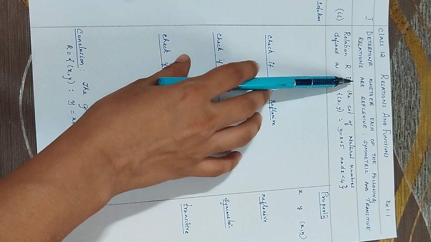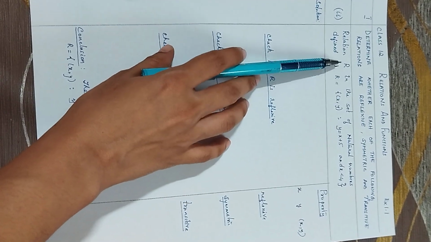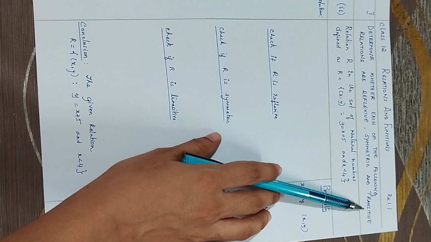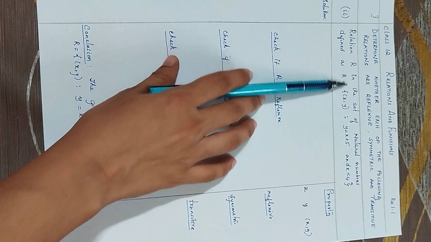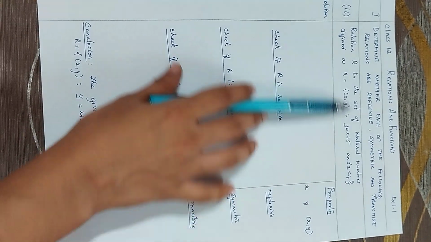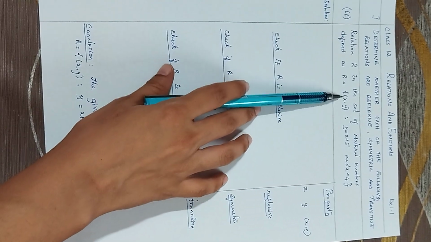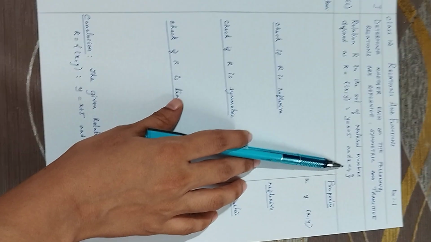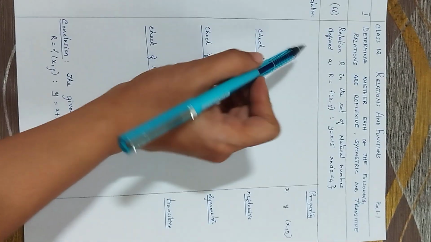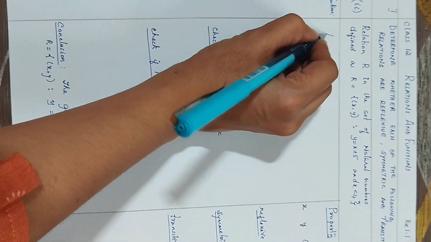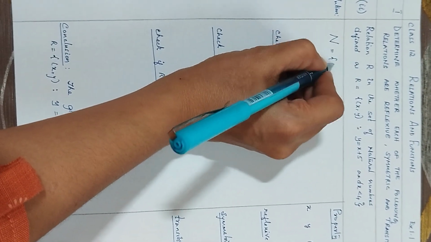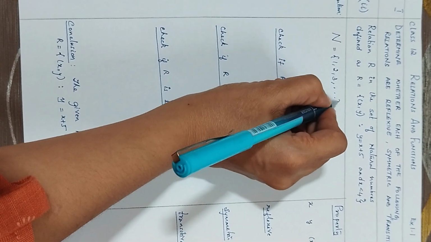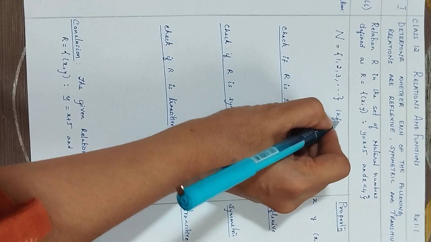So we have to check whether the given relation is reflexive, symmetric and transitive. Here the relation is given on the set of natural numbers and it is defined as the relation (x, y) such that y is equal to x plus 5 and x is less than 4. So first let us write down what is the set given to us. N is equal to {1, 2, 3, ...}. This is an infinite set.